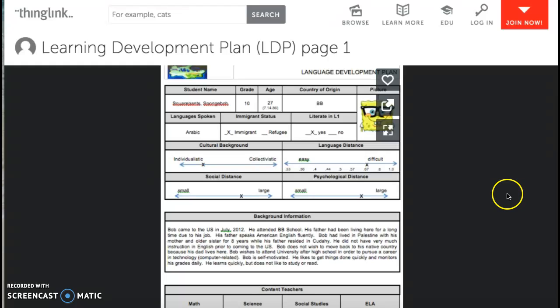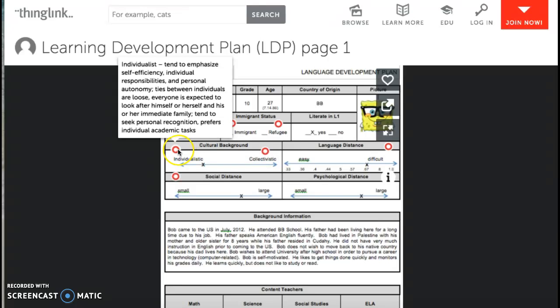I also created a thinglink for the learning development plans that I need to have in place for my ESL students. This thinglink describes for teachers whether the student is an immigrant or a refugee and what that means and why it's important to know.